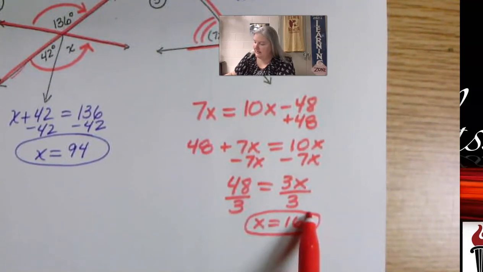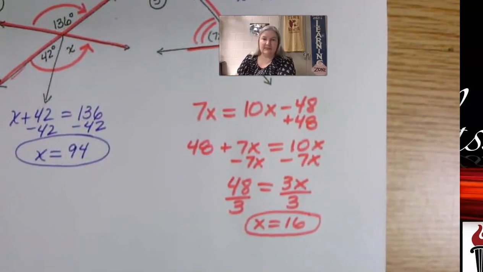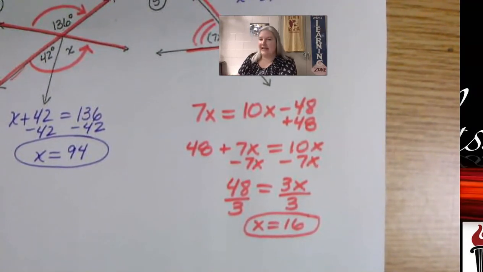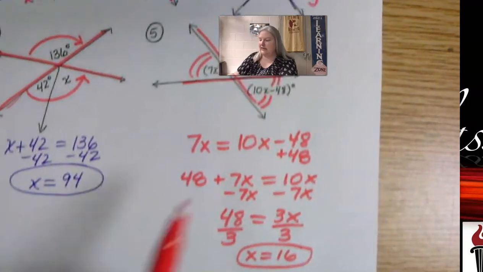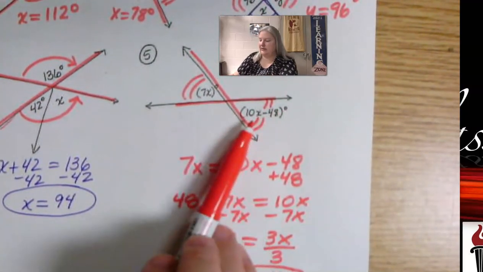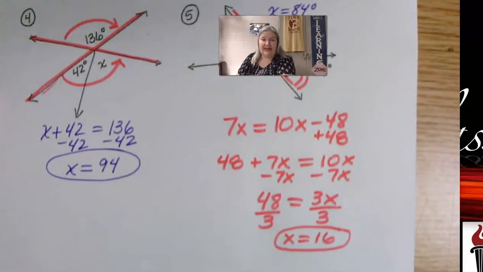So x is 16. And in this case, x is just 16. X is not 16 degrees because the degree symbol was there. The x is being plugged in. And that is all of them.